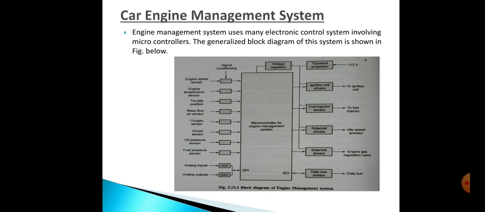Then the engine speed sensor is an inductive type. It consists of a coil and a sensor wheel. The inductance of the coil changes as the teeth of the sensor wheel pass it. Next, the engine temperature sensor is generally a thermocouple, or made of a bimetallic strip or a thermistor. The resistance of the thermistor changes with change in engine temperature, which results in voltage variation.